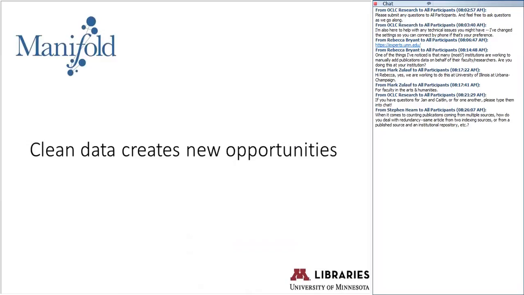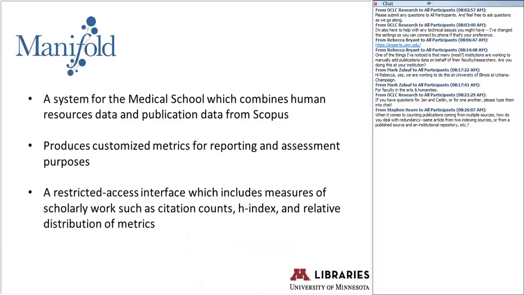Now, Manifold is one of the homegrown systems that Jan was mentioning earlier, and it was developed for our medical school. And the intention behind it is to provide some customized measures, so not only citation counts and H-index, but also relative distribution of metrics as well as some other customized metrics for reporting and assessment purposes. And this is an internally available system, and for good reason, in that this is not the intended use that we would expect of Experts at Minnesota.